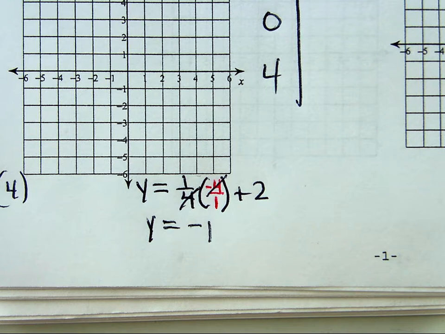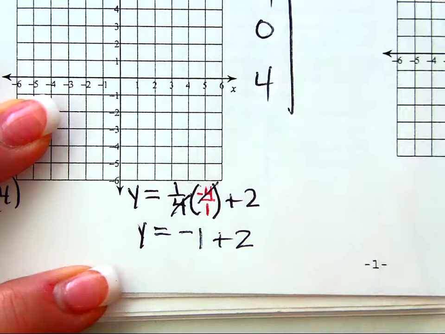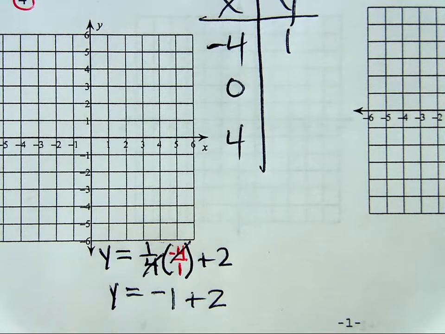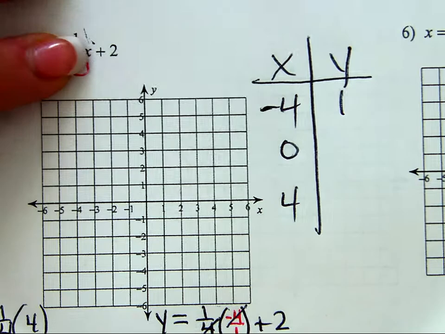What does taking 1/4 of something mean? Dividing it by 4, right? So split negative 4 into 4 equal piles, and you get negative 1. Now add 2 to it, and you get 1.